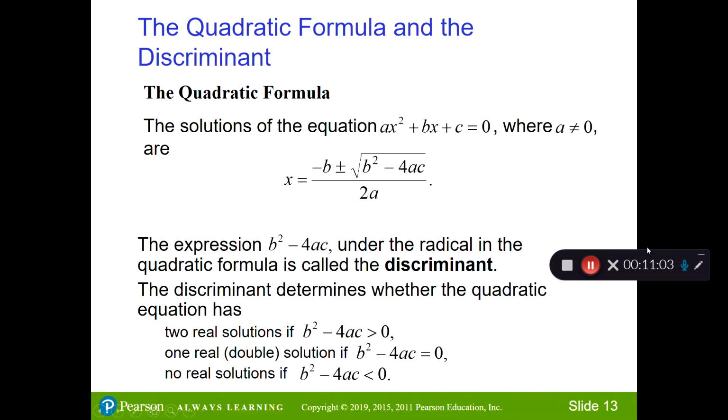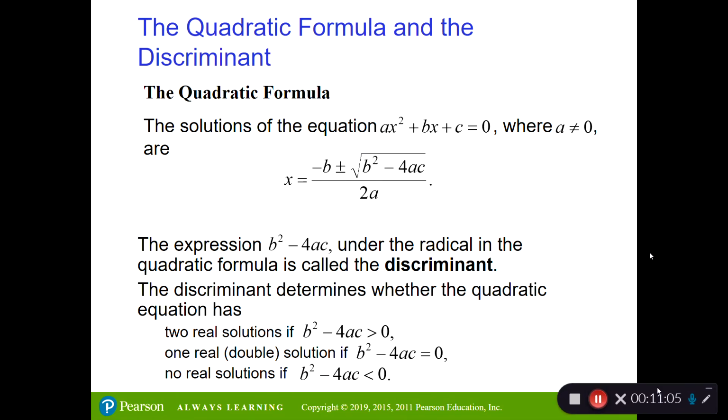All right, so with that quadratic formula, the stuff underneath the square root is called the discriminant. If what's under here is negative, I'll have two imaginary solutions, no real. If what's under here equals 0, I'll have one real solution. And if what's under here is positive, then I'll have two real solutions to my quadratic.